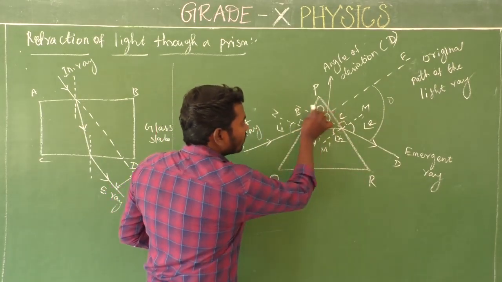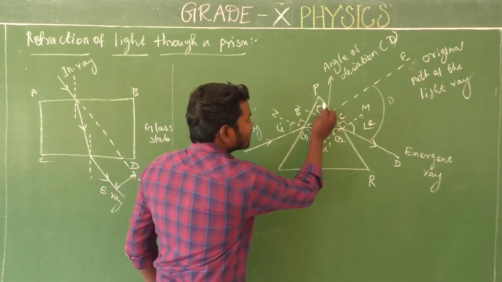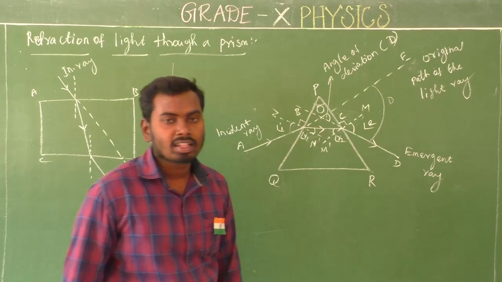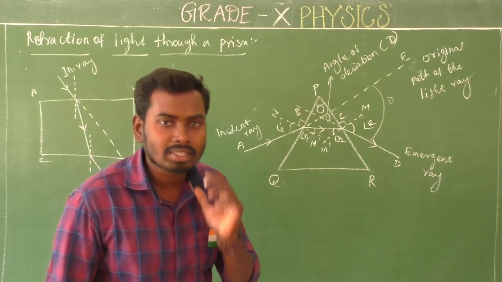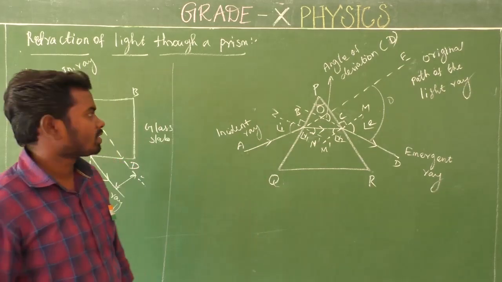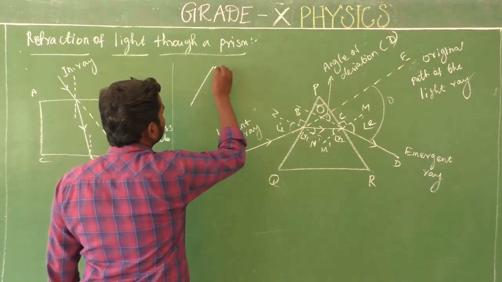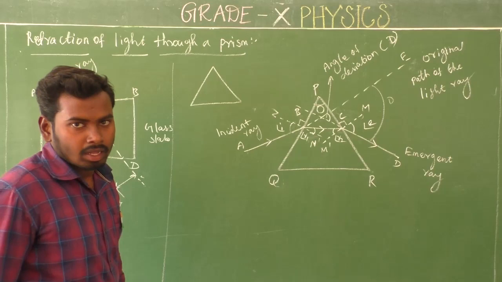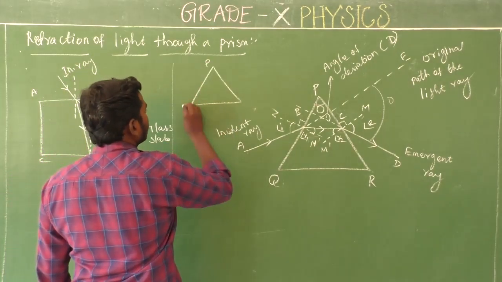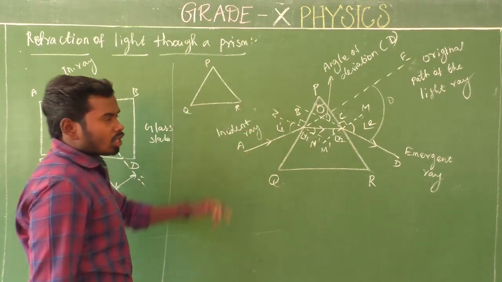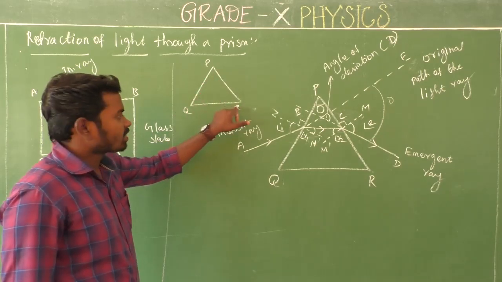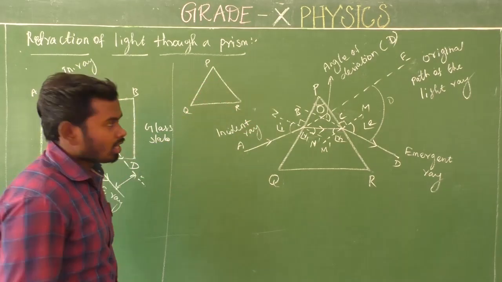There is some angle between the two surfaces. That angle is called the angle of prism. Look here. What is this? Prism. This is a prism. Consider this is P, Q, R. So PR is one of the faces and QR is one of the faces. Is it clear? Yes.